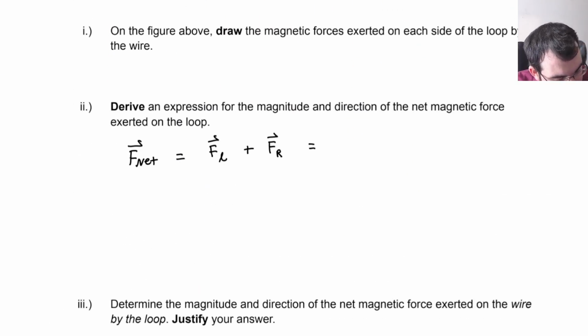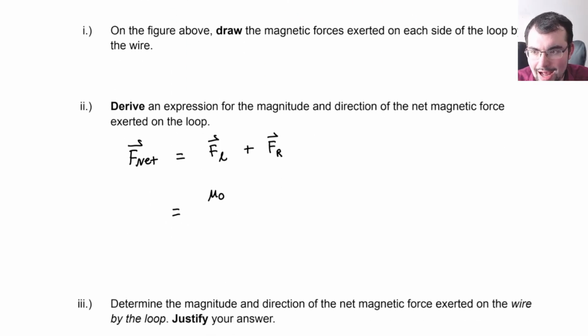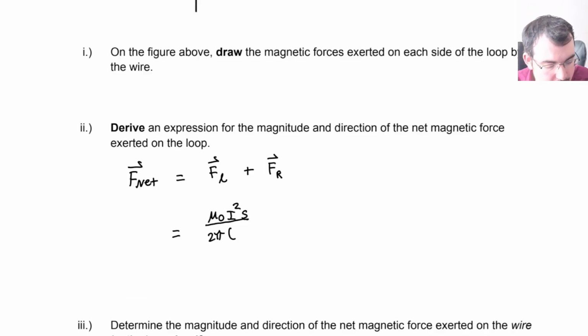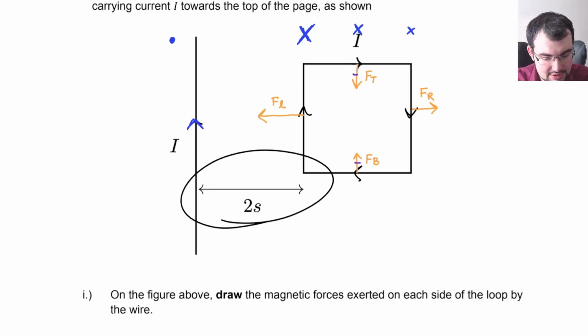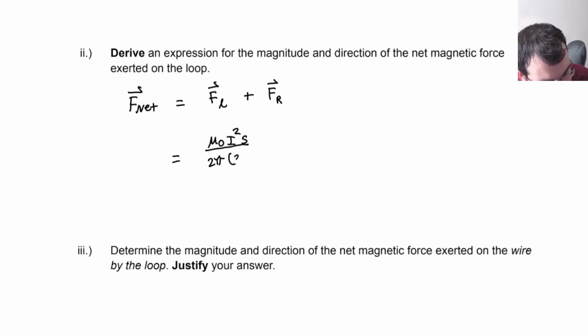So on the left side of the loop, we got mu naught. Both of our currents in this scenario are I, so we're going to get a mu naught I squared. The length of the loop is S on that side, times 2 pi, and the distance between the loop and the wire for this left side is just 2S. And we said that force is going to be left.